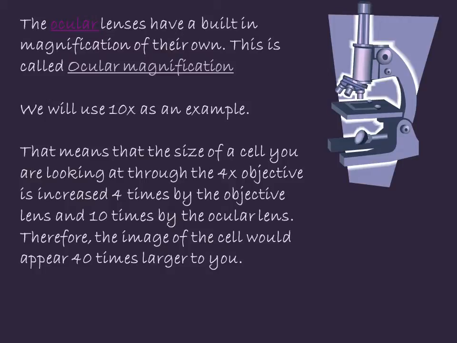Okay, so this means that the size of the cell that you're looking at, for example, at the 4x objective, is not only increased 4 times by the 4x objective, but it's also increased 10 times by the 10x ocular magnification, which would give you a total of 40 times that image is being increased. And of course, the same applies to all other objectives. So the 10x would be magnified 100 times because of ocular magnification, and the 40x would be magnified 400 times by the ocular magnification. But now let's look at it a little bit more closely.